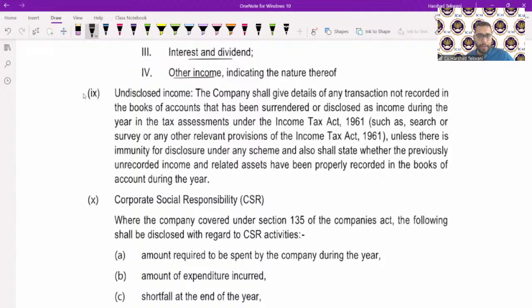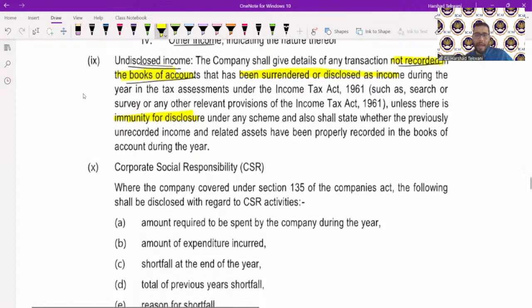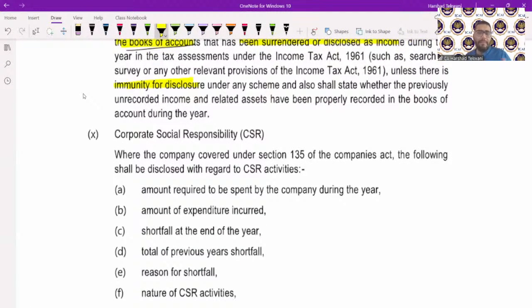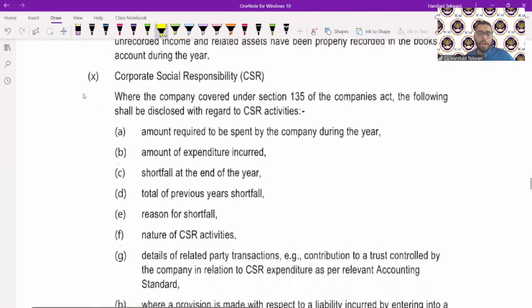Undisclosed income. The company shall give details of any transaction not recorded in the books of account that has been surrendered or disclosed as income, unless there is an immunity from disclosure. Otherwise, you need to disclose. If there is any undisclosed income which is being disclosed under the Income Tax Act subsequently, and which is still not disclosed in the financial statements, then you need to provide details of that undisclosed income, unless there is an immunity given under that particular scheme by the government.